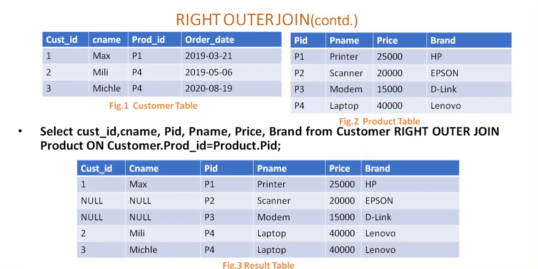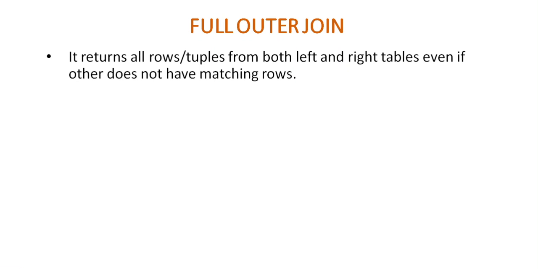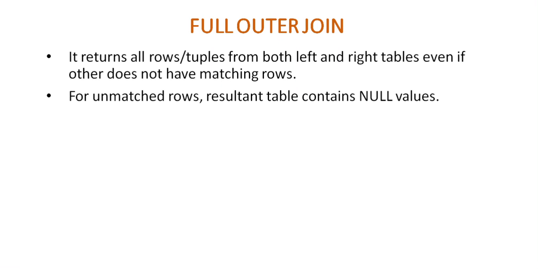So this is the result of right outer join. Now the last type of outer join is full outer join. As the name suggests, full outer join returns the combined result of left outer join and right outer join. That is, it returns all rows from the left table and all rows from the right table.